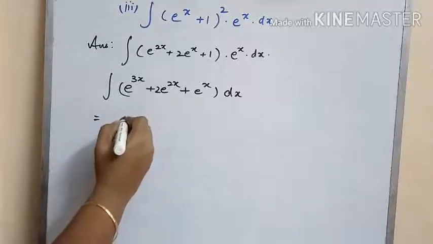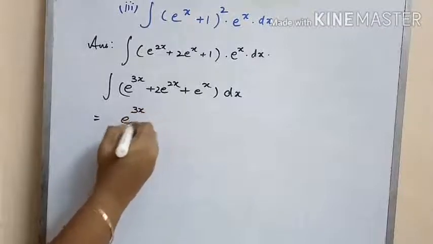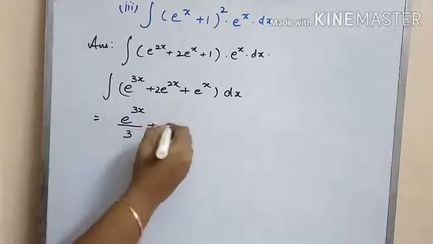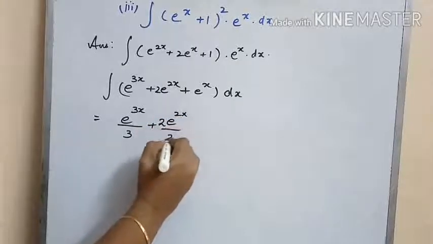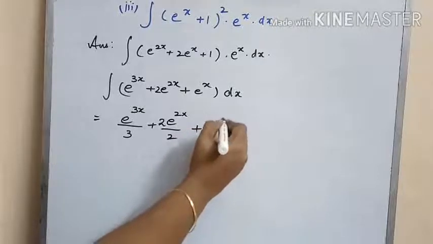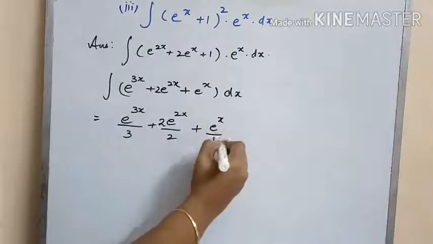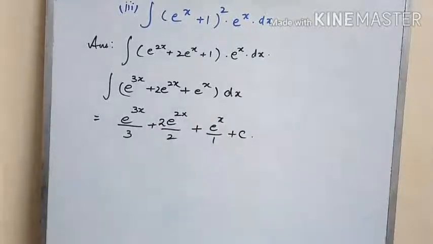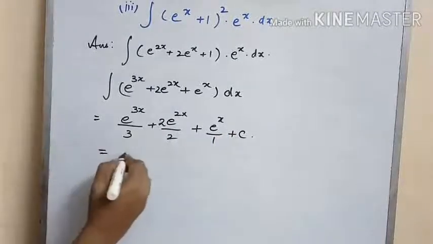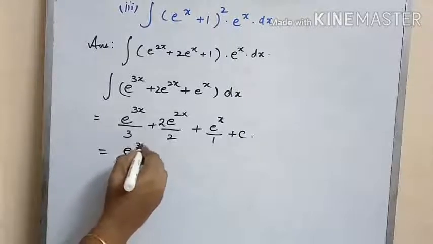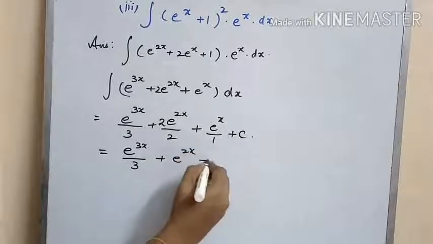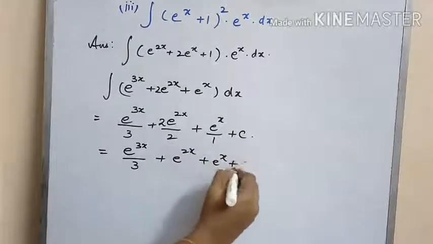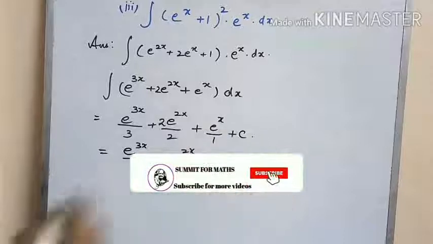So now integrating, we get e to the power of 3x by 3 plus 2 times e to the power of 2x by 2 plus e to the power of x plus c. So the final step will be e to the power of 3x by 3 plus e to the power of 2x plus e to the power of x plus c. That's your answer.